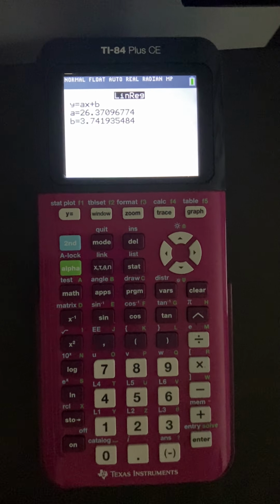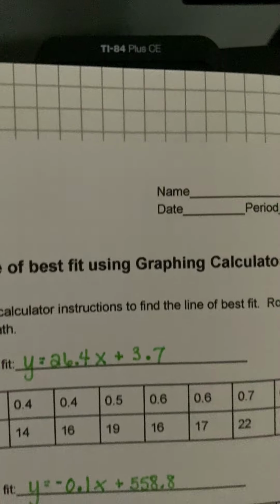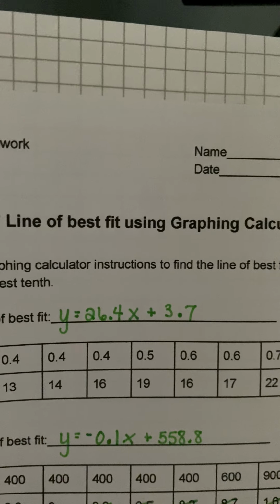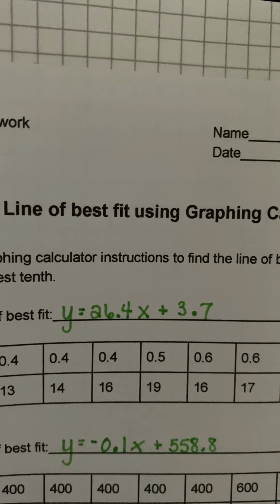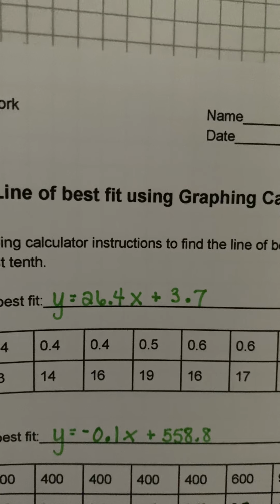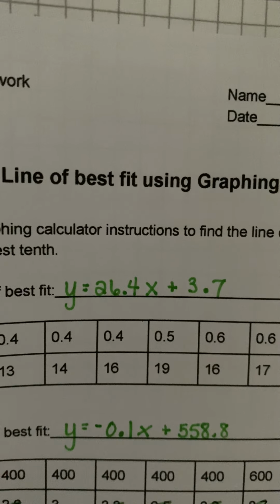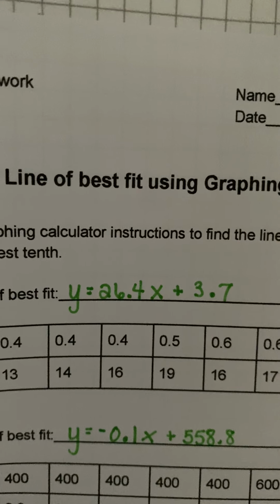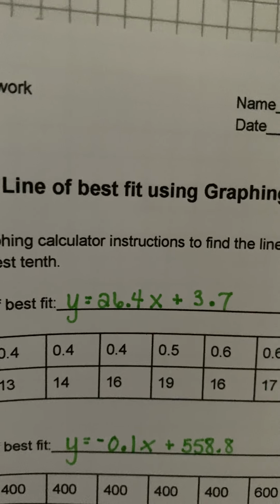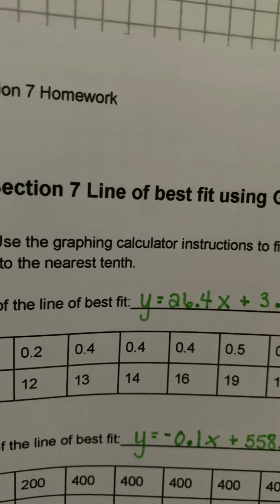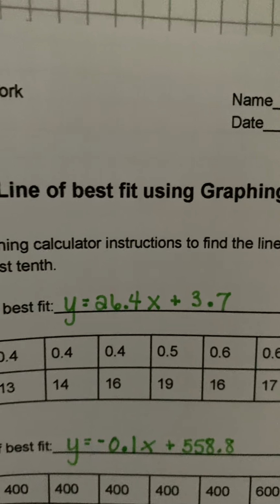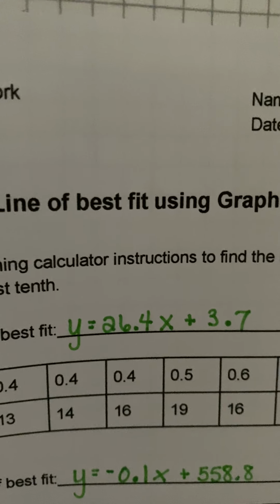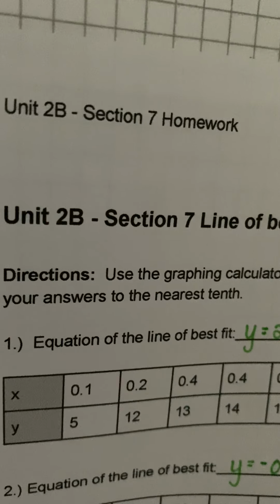So on the blank, on number 1 in your homework, I wrote y equals 26.4x plus 3.7, because the calculator figured out that's what a and b are. That's my slope, and then I put my x plus 3.7. You need to write that down. That's why there's a line that says equation of the line of best fit. I don't want you to write a equals or b equals, and don't give me that whole number. It says round to the nearest tenth, so round to the nearest tenth.